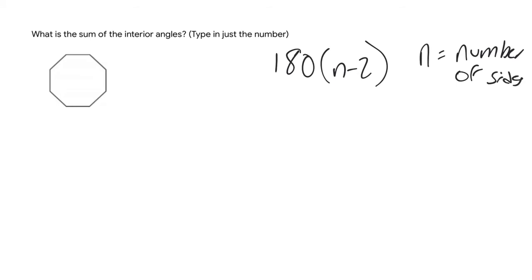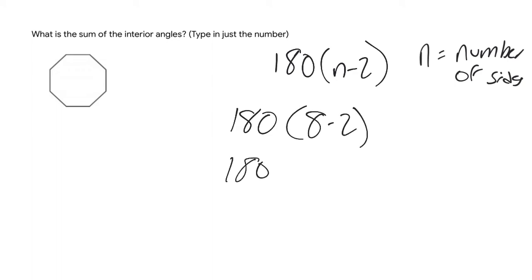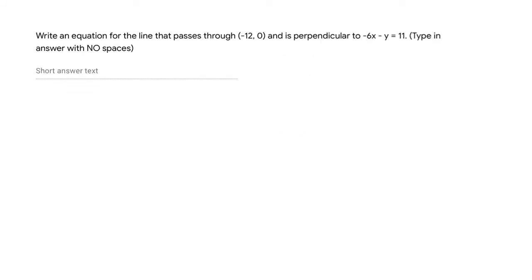In this case, there's 8 sides, so 180 times 8 minus 2. 180 times 6 now, because 8 minus 2 is 6, and it equals 1,080 degrees. Whatever number of sides you have, that's where you plug in for n. This is an octagon, so there's 8 sides. It's pretty straightforward from there.